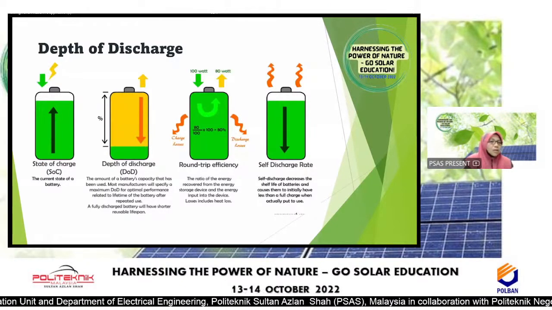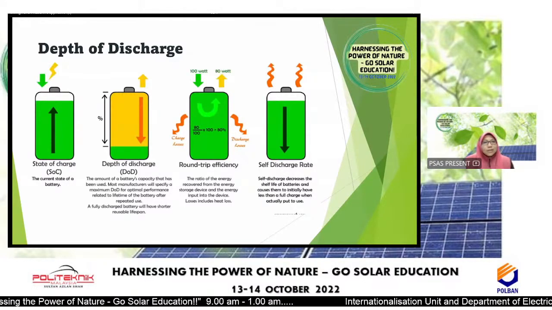I call it DOD, right? So for example, my smartphone has a DOD of 25%. If my battery has reached 25%, I need to charge my handphone again. Why? Because if I do not charge my battery after it turns to 90% and below, my battery lifespan is not getting longer. So that is so important, our depth of discharge, right? Okay, did you understand?